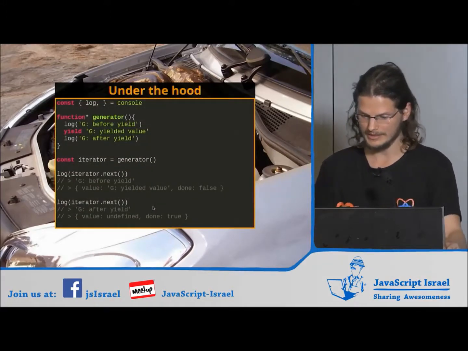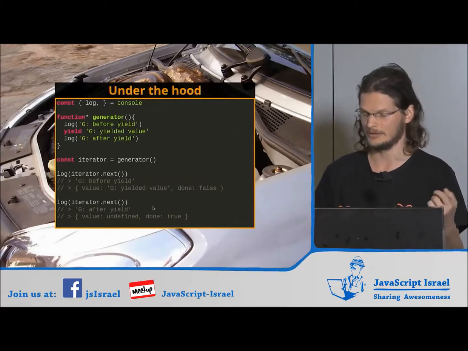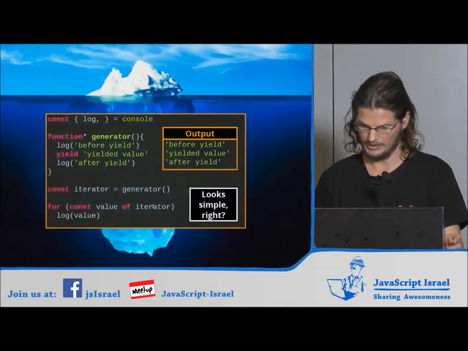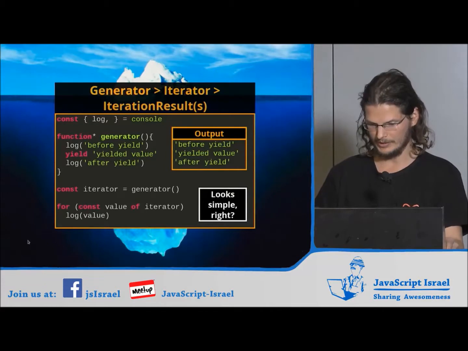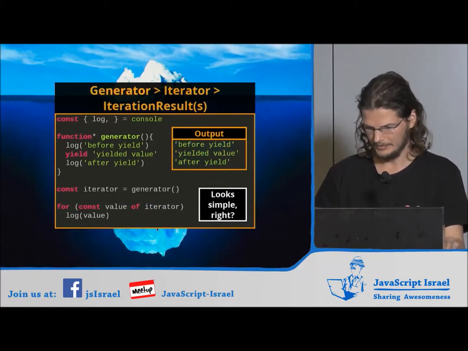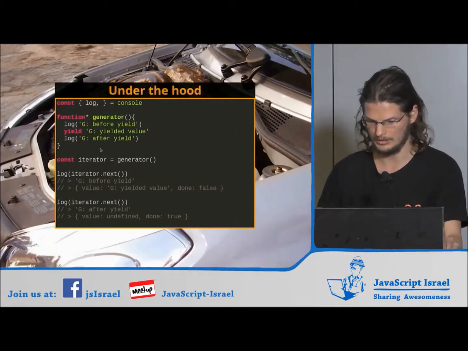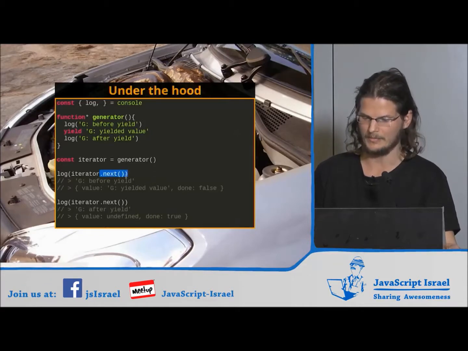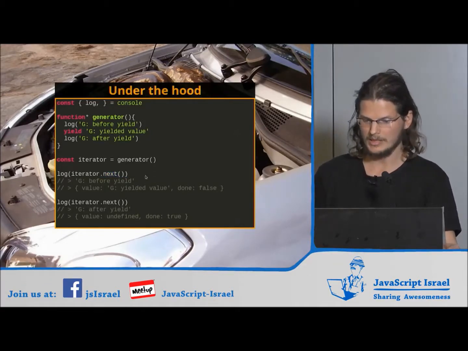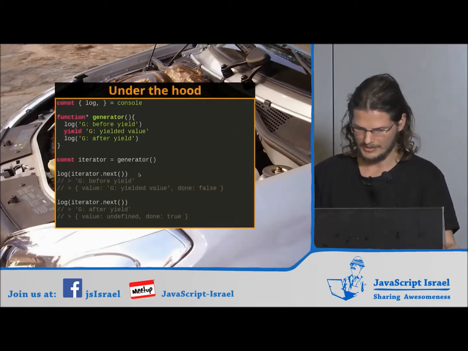Okay, so in the last example, we didn't use the low-level interface of iterators. We just used a for of. We simply did a for of, right? And this is predictable. But if we call next manually, which is what the for of loop does, then we can see how everything works under the hood. And this is a bit surprising.